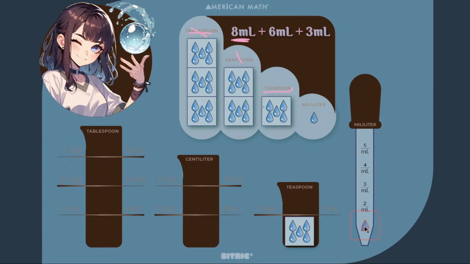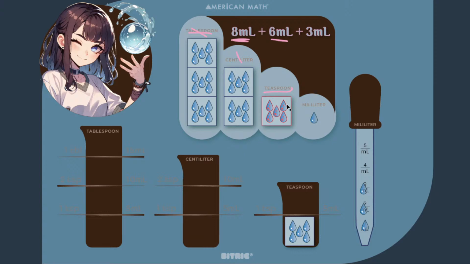Let's go. Gotta go back. 7, 8. There we go. 8 milliliters. Now we go over to 6 milliliters. Okay. Go over to our brush, 6 milliliters. So we go over. We know our teaspoon holds 5 milliliters. So we can add that in there.